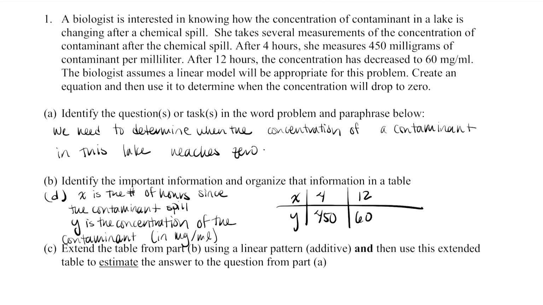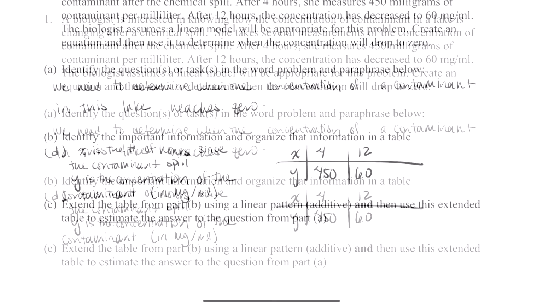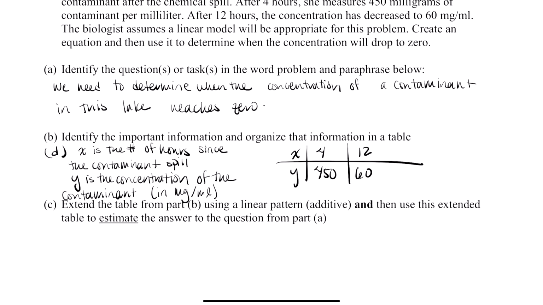Now part C, let's extend this table from part B using a linear pattern and then use this extended table to estimate the answer to the question from part A. So if we're assuming a linear pattern, we need to find the slope. And our slope would be 450 minus 60 divided by 4 minus 12. And you should get about negative 48.75. Not about, exactly negative 48.75.